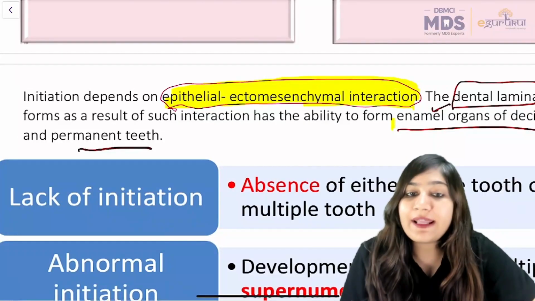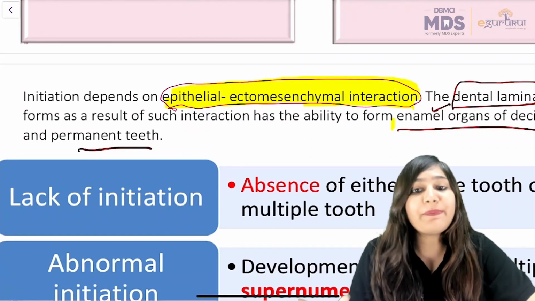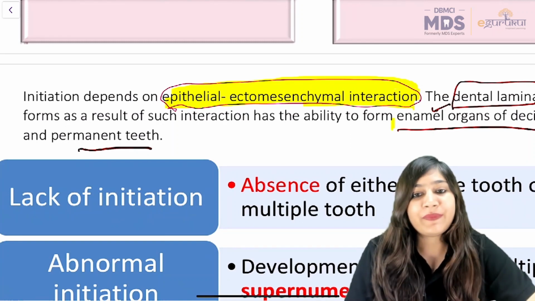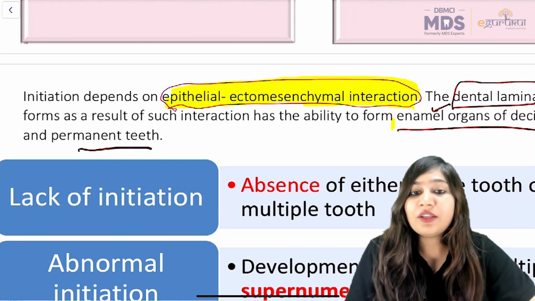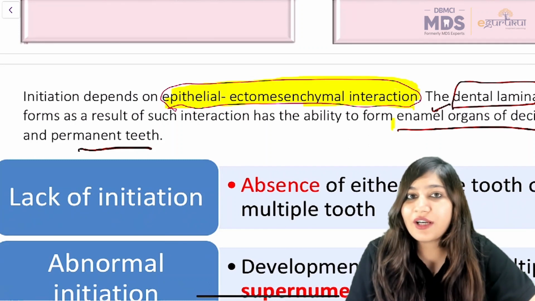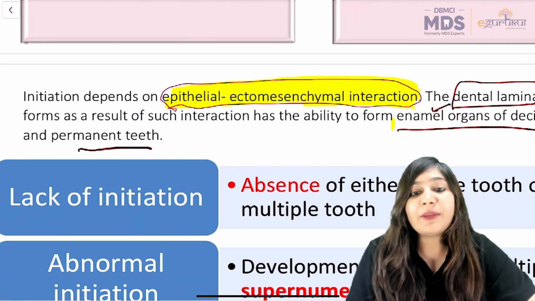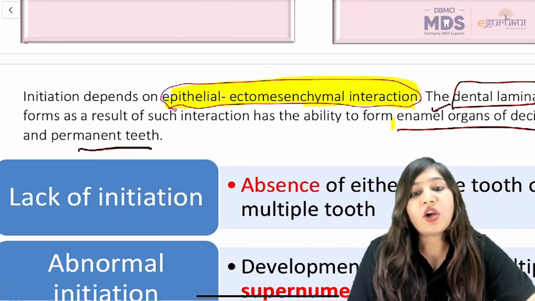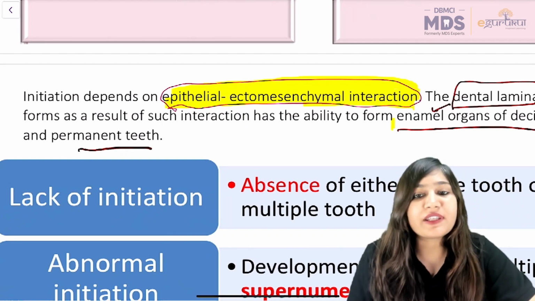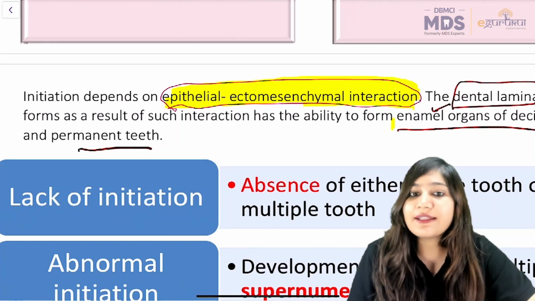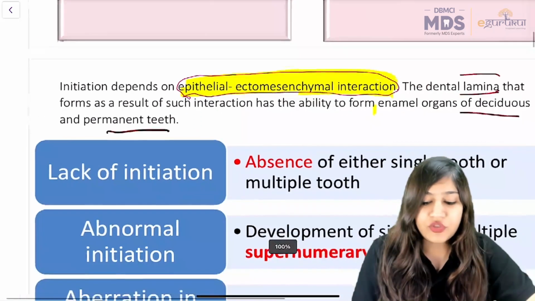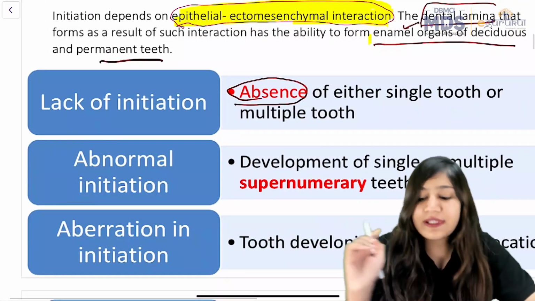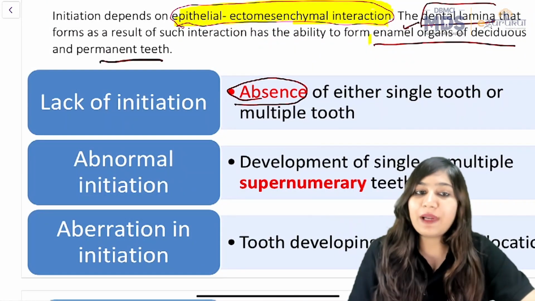So if there is lack of initiation, absence of initiation, then there will be no formation of dental lamina, and indirectly there will be no initiation for tooth development. So there will be absence of teeth. There might be absence of single teeth or multiple teeth or complete absence of teeth. Complete absence of teeth is anodontia. So lack of initiation leads to absence of either single teeth or multiple teeth.